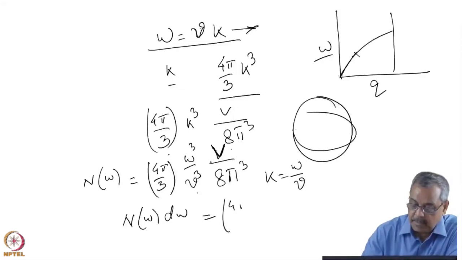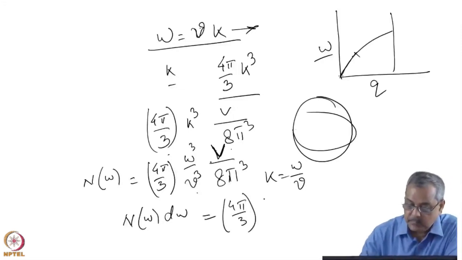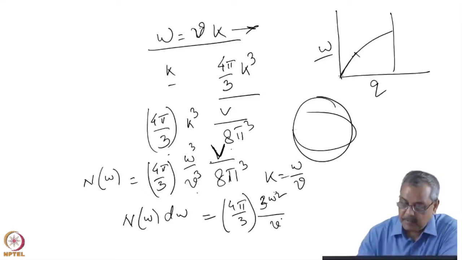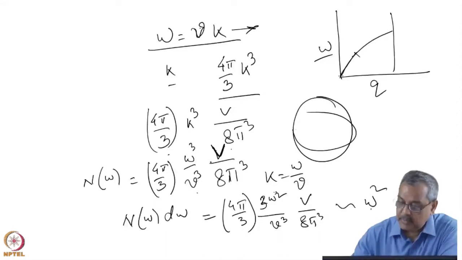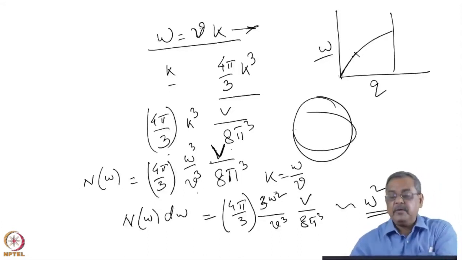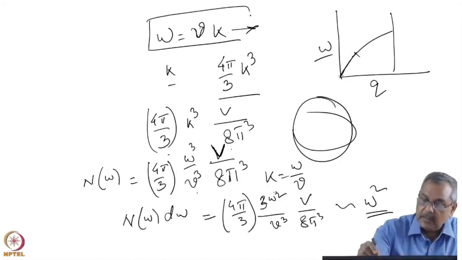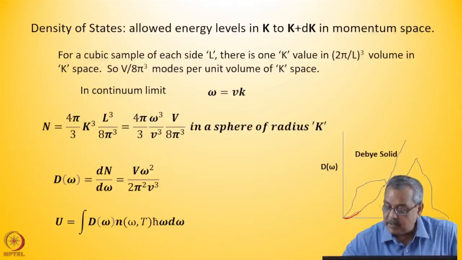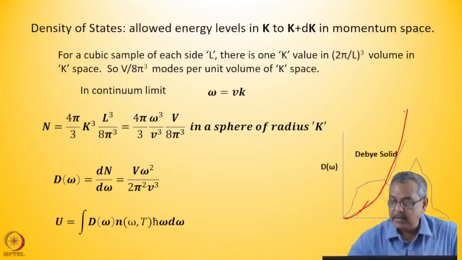So 4 pi by 3, 3 omega square by v cube into V by 8 pi cube. So it goes as omega square. This is n omega d omega, in which, in a dispersionless linear relationship, this is the density of states which goes as omega square, and we know this is true for free particles also. So n omega d omega is equal to omega square d omega. This is my relationship. Now this is a simple case, as I told, this is a Debye solid in which the density of states goes as omega square.